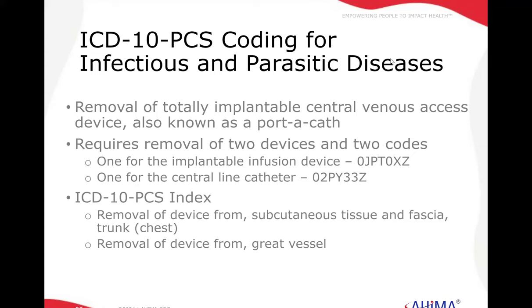And eventually these things have to come out, so they're removed. We have a removal of a totally implantable central venous access device, the portacath, if you will, and we remove the two devices. So we have two procedures once again, one for the removal of the infusion device and one for the removal of the central line catheter. And the codes are 0JPT0XC, and for the catheter, it's 02PY33Z. Follow along in your code books for these codes.